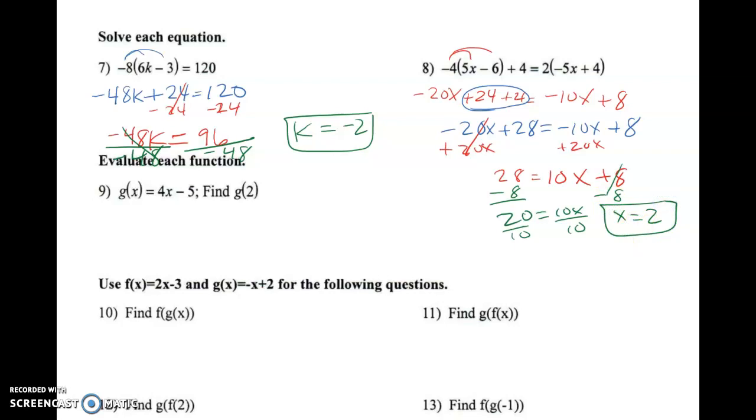Alright, for question 9, it says to evaluate the function. So we're given function g, and then it says find g of 2. So what that means is that this is telling me that x equals 2, find y. So if I plug in x to be 2, I get 4 times 2 is 8, minus 5 is 3. So g of 2 equals 3.